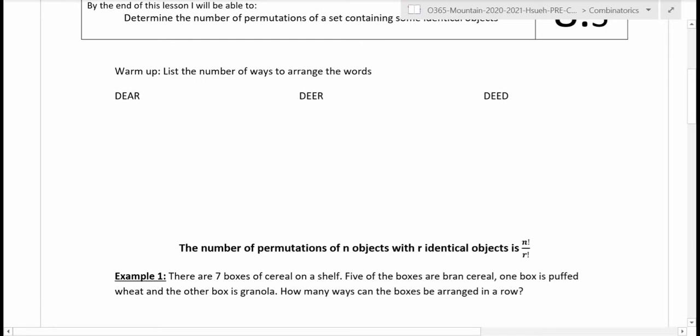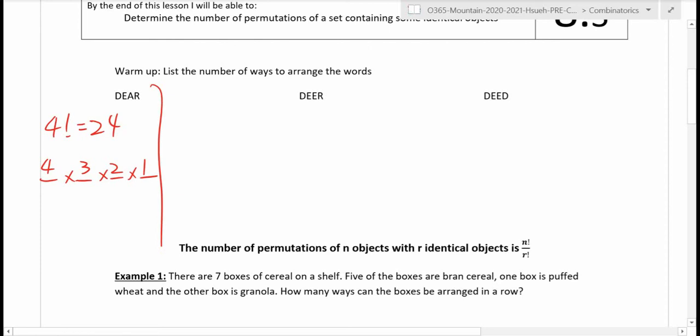Okay. So here it is. It says list the number of ways to arrange the words dear, dear, and deed. For the first one, that one is easy. These four letters are all different, so hopefully by now you know what we need to do here is simply 4 factorial, 24. Again, if you don't remember, you have 4 different letters to choose from for the first placeholder, 3, 2, and 1, and therefore it's 4 times 3 times 2 times 1.